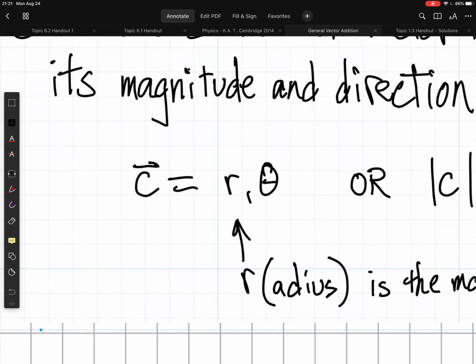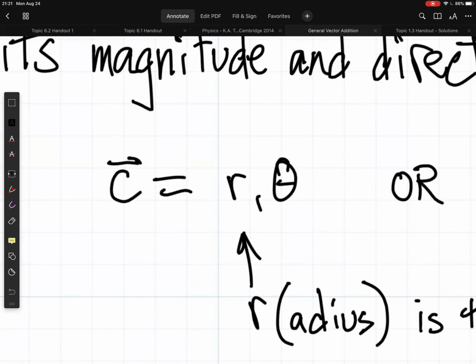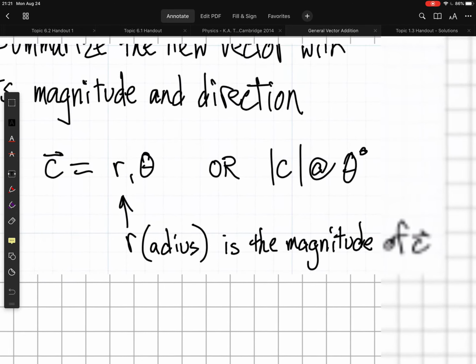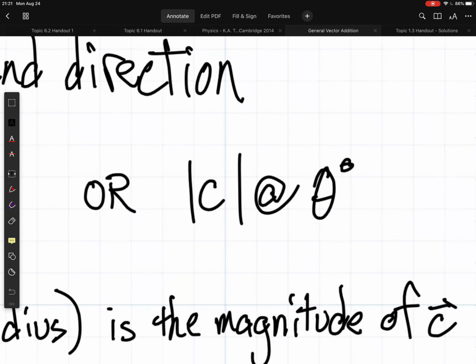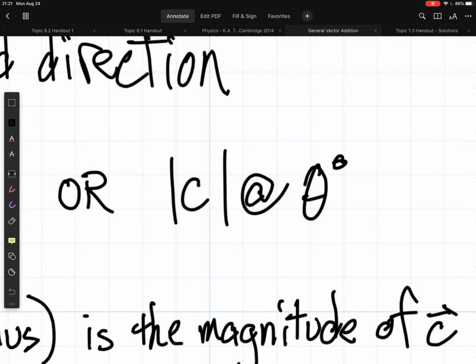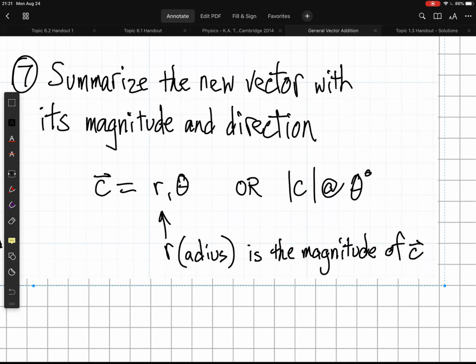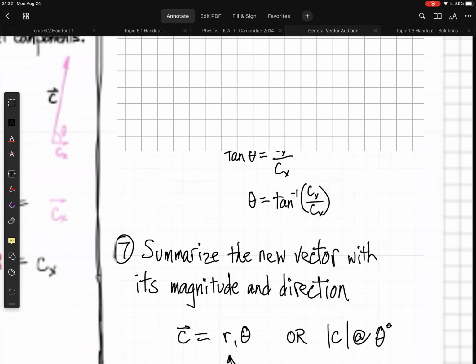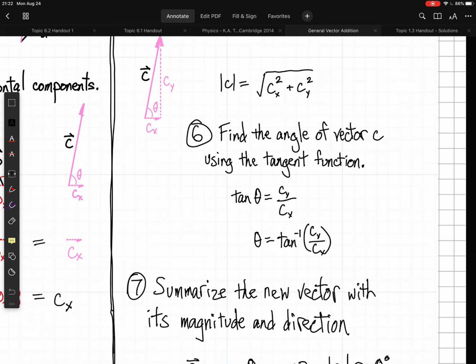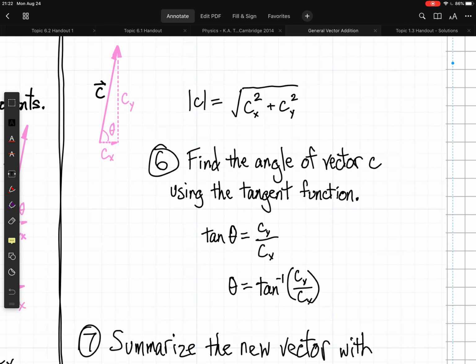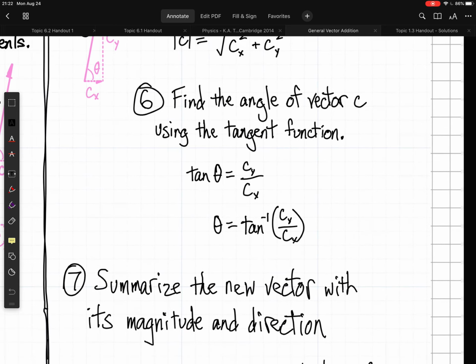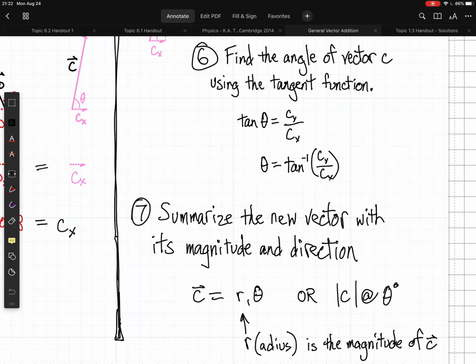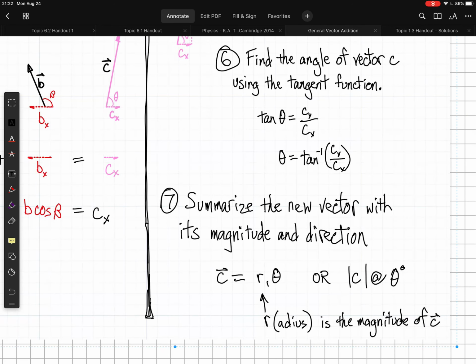This is one possible way that you could do that. Vector C is equal to its radius or magnitude, comma, direction. That's fine. Or you could just say the magnitude of C at theta degrees, and obviously you would actually specify these values. These are a couple of options for summarization, or alternatively, if you just show the magnitude and direction somewhere in your calculations, I recommend boxing them so it's obvious what they are, but that would be fine as well. Summarization is just kind of a nice way to go about it.